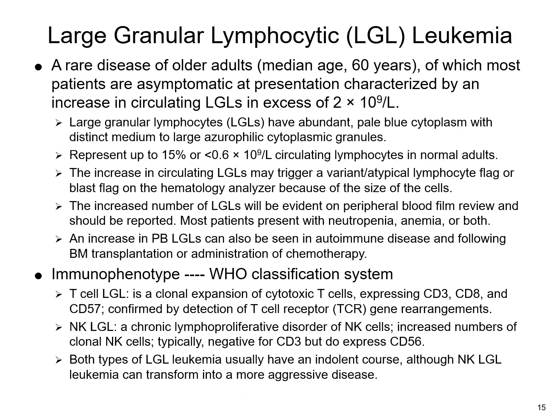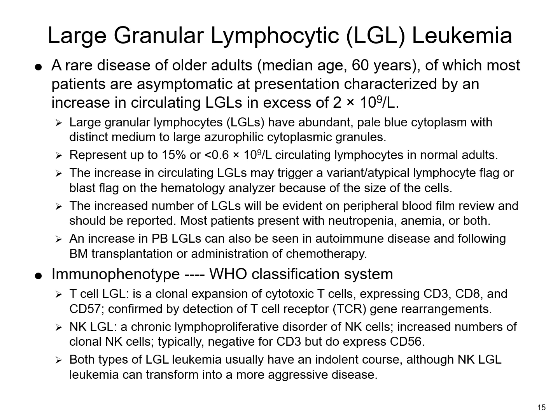Large granular cell lymphocytic leukemia. So these are disorders that affect older adults, with a median age of about 60 years old. The patients usually are asymptomatic at presentation, but they will have some circulating large granular lymphocytes with an absolute value of greater than 2 × 10⁹.